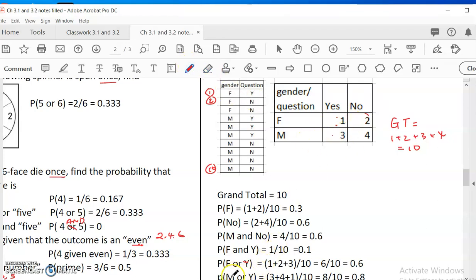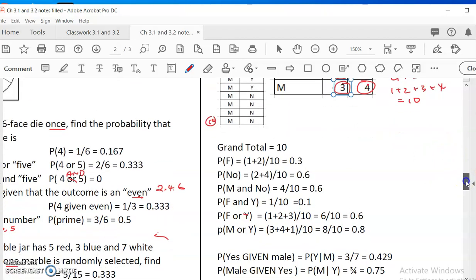They say male or yes. Male is this or this. I circle all the male. And then I want yes. Yes is this column. So I don't double count this two times, I would just say 1 plus 3 plus 4. Right? I do 3 and 4 and then a 1. So that would be the outcome that will satisfy either M or Y. So that would be 8 over 10 is 0.8.